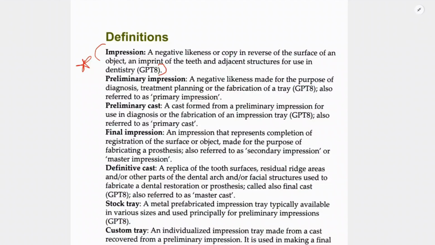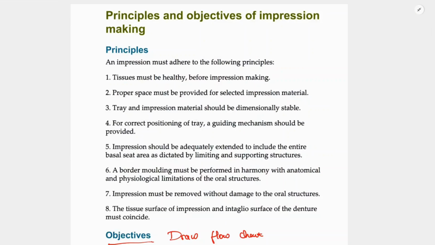So after drawing the flowchart, a very important point to remember is to write the definition. Examiners love definition. So in this answer, the main definition is of impression, that is a negative likeness or copy in reverse of the surface of an object, an imprint of the teeth and adjacent structures for use in dentistry. Do remember to mention this. Next, we move on to principles and objectives of impression making, the main answer of this question.